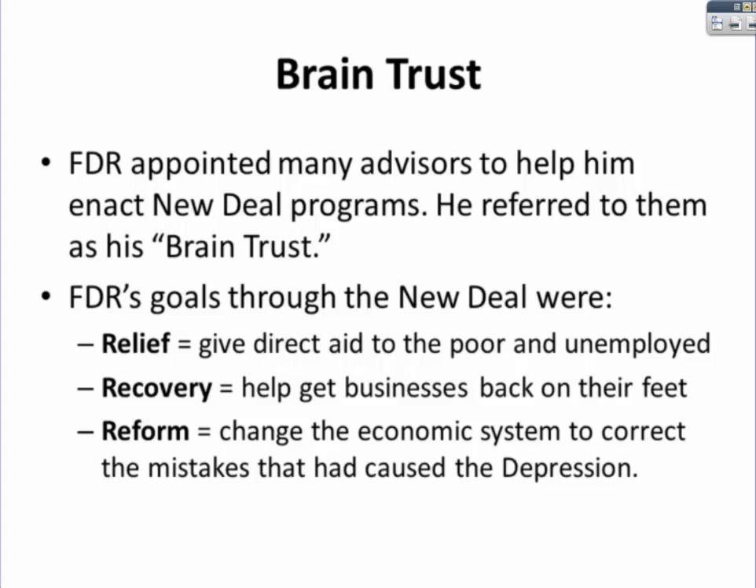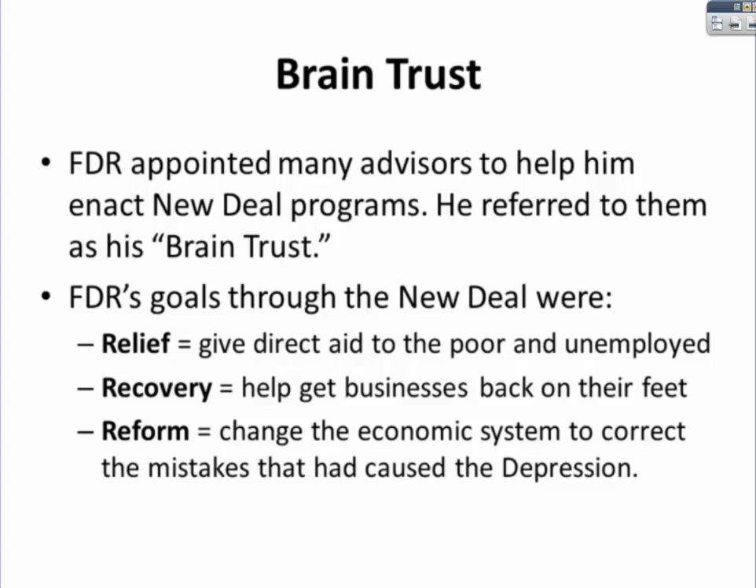His big goals were in 3 stages. Relief. He wanted direct aid to the poor and the unemployed. And this category is the biggest reason that Herbert Hoover was losing popularity with the American people, because he was not providing relief directly to the poor and unemployed. Recovery. This would help businesses get back on their feet. Herbert Hoover was trying some of these recovery efforts, but he wasn't doing enough, and FDR wanted to expand on what Hoover had already done and do even more.